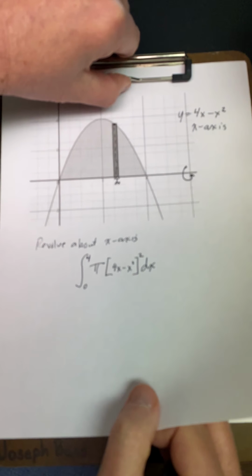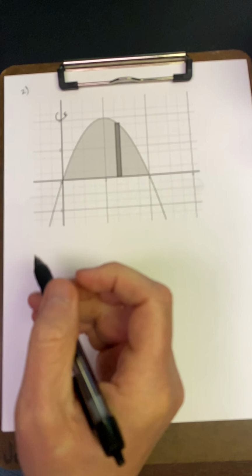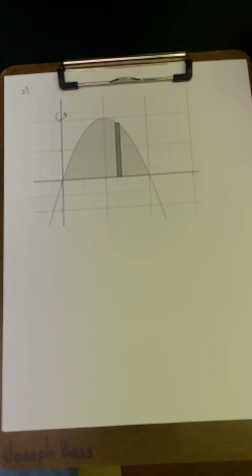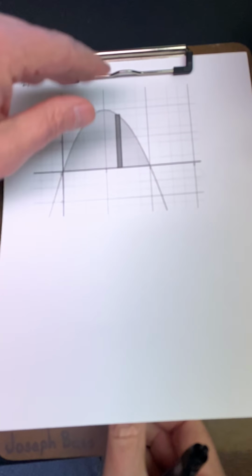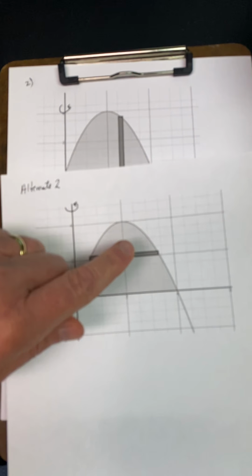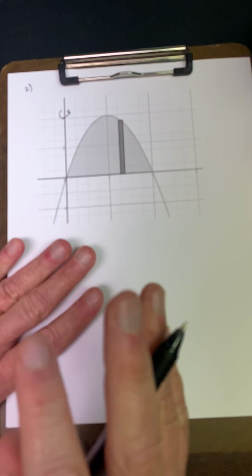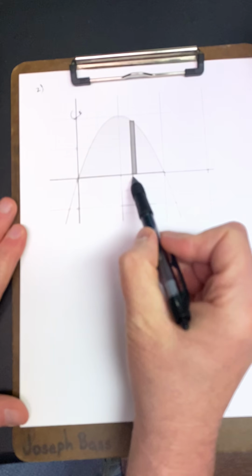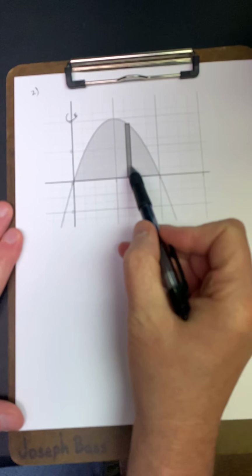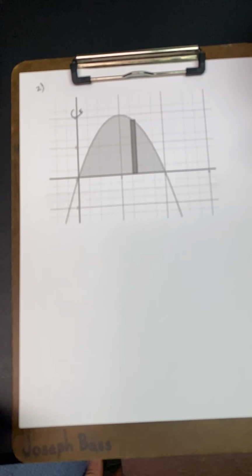Problem 2 takes the same region and revolves it about the y-axis. Now, you could draw a horizontal rectangle, and I'm going to talk at the end of this video about how to solve it with the horizontal rectangle. That is way harder in this problem. It is much easier to take a vertical rectangle.